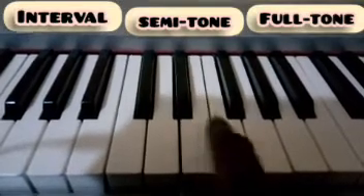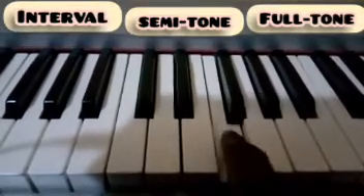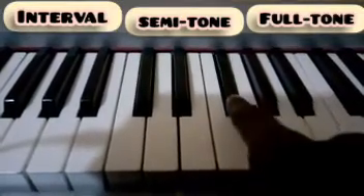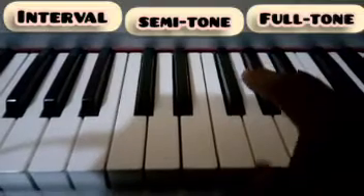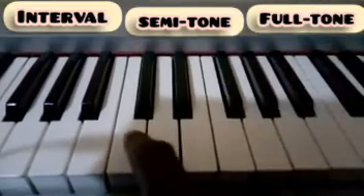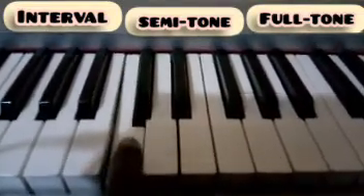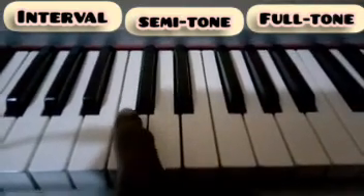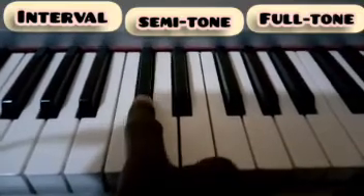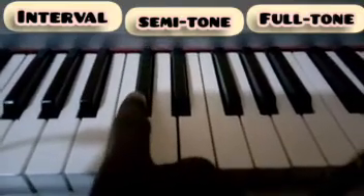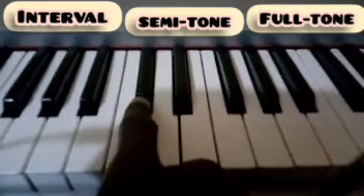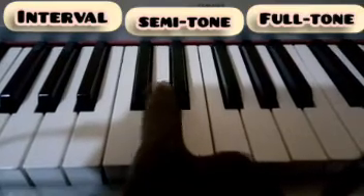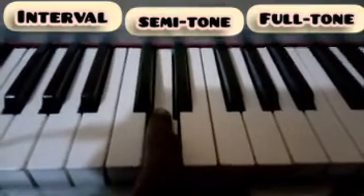Likewise from E to F is a semitone. Likewise from F to F sharp is a semitone. I believe you understand what I'm trying to say. So if this is C, the next key ahead is a semitone. Are you getting it? The immediate next key ahead is a semitone. Let's assume that we are in key C sharp. The next key ahead, you are not jumping any key, the next key ahead is a semitone.